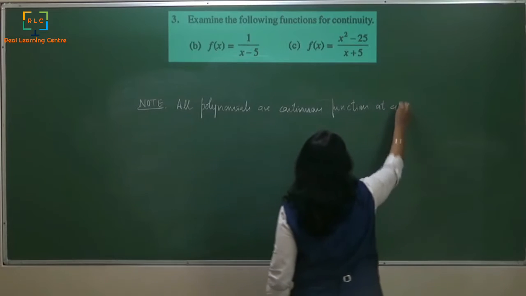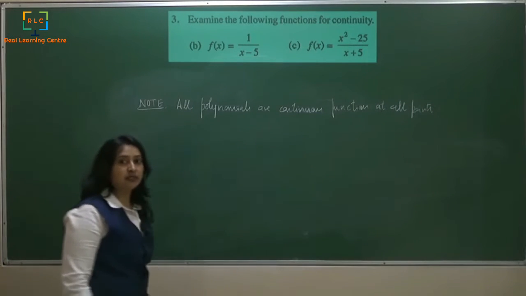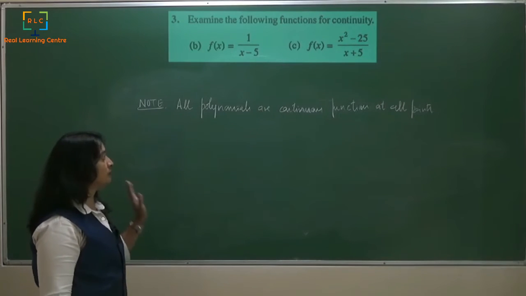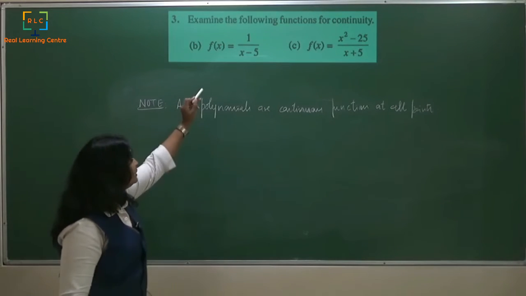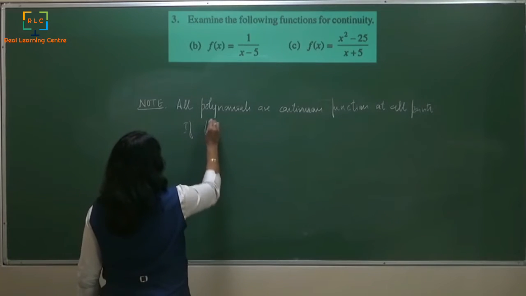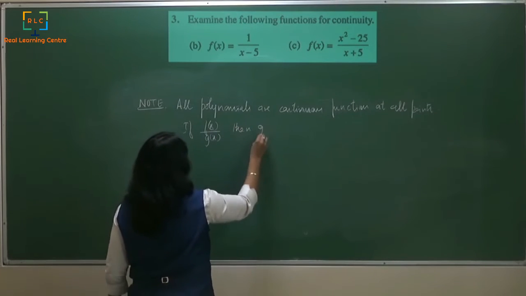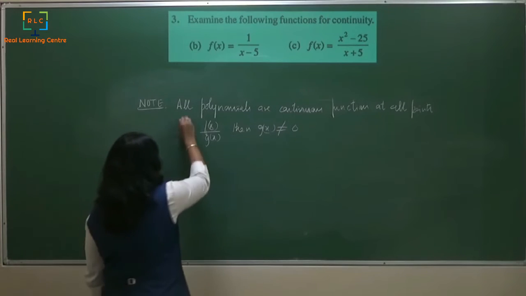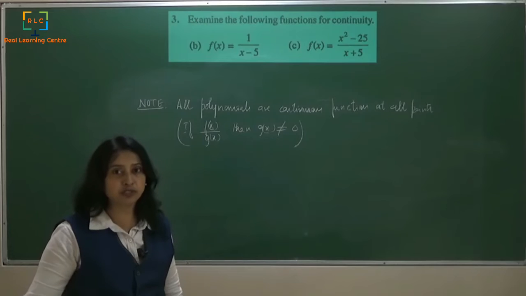Continuous functions at all points. It is never discontinuous. We always get a straight line or a curve or something, but we always get a continuous curve. So all the polynomials will be continuous functions at all points except for when there is a fraction like this. So if there is f of x divided by g of x, then g of x should not be equal to 0. Except for this condition, the rest all times the function is going to be continuous if they are polynomials.